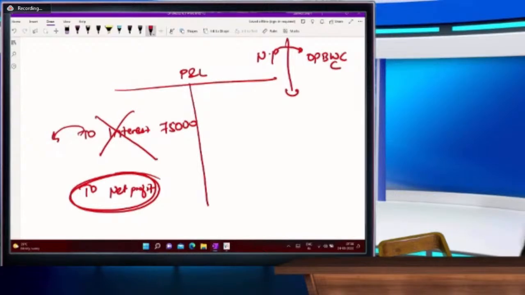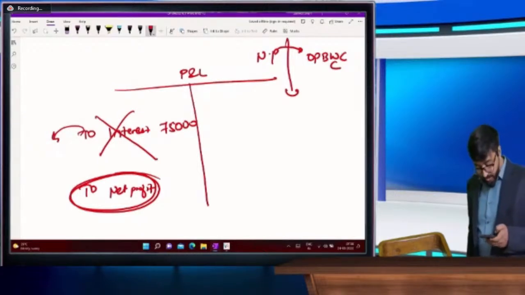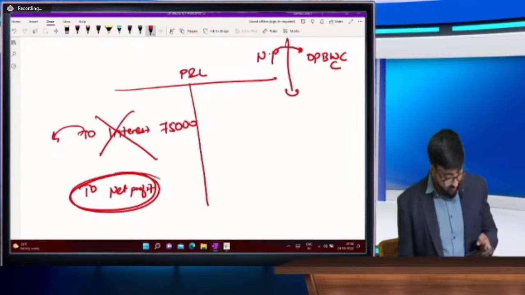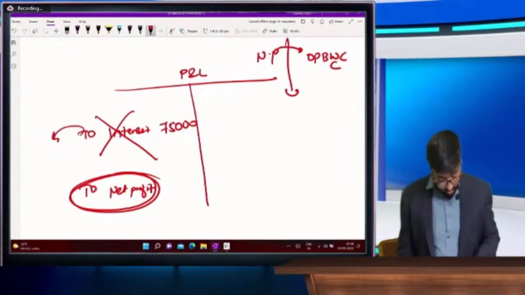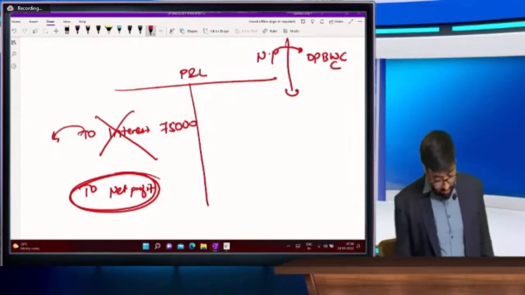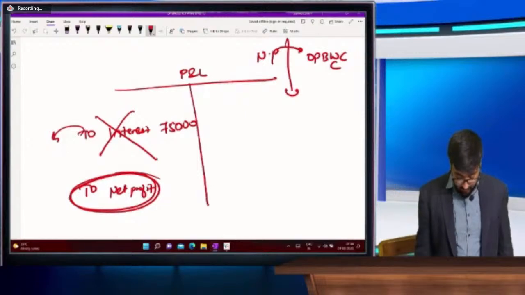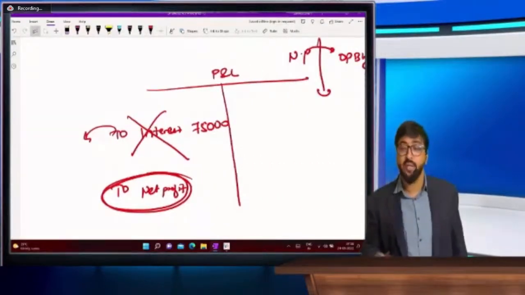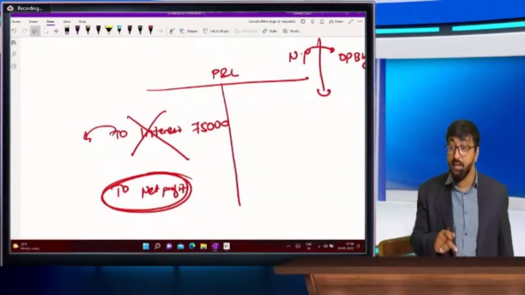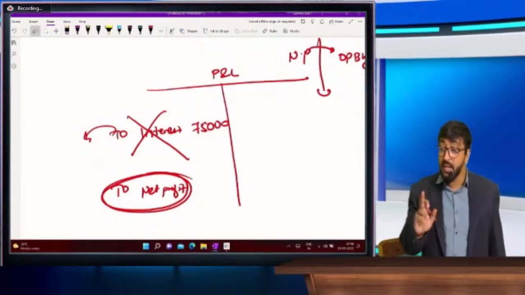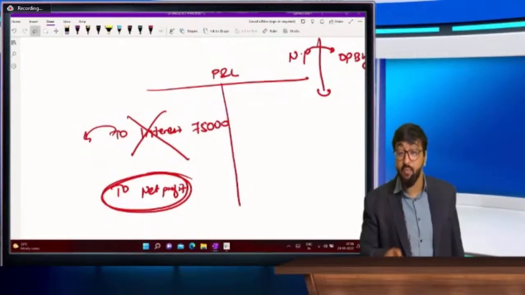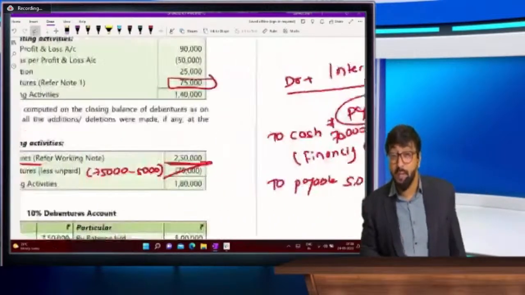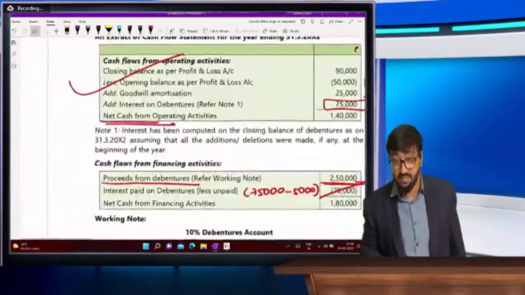Now everyone is writing. Shweta Jain, we add accrued interest while elimination. Very good. And we paid 70,000. Hey beta, 70,000, you have to write it in finance. Shweta ji, see this, that's why I'm telling you to write it. 75,000 we will add while calculating operating profit before working capital changes.